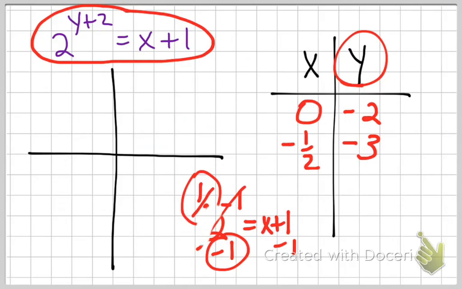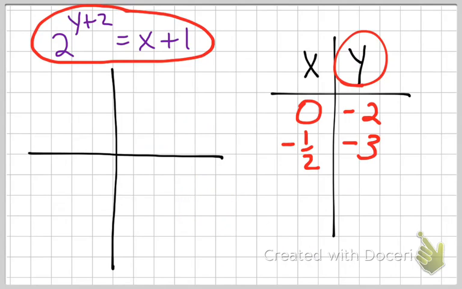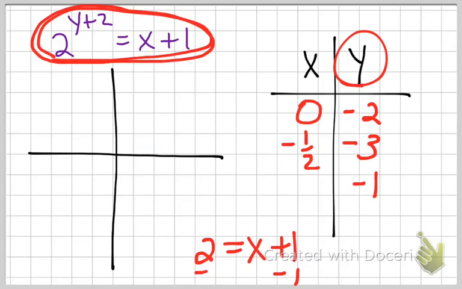And let's see, what else can we plug in that would work? How about -1? If we plug in -1 for y, then 2 to the -1 plus 2 power, that'd be 2 to the first, equals x plus 1. So that would give us an x value of 1.